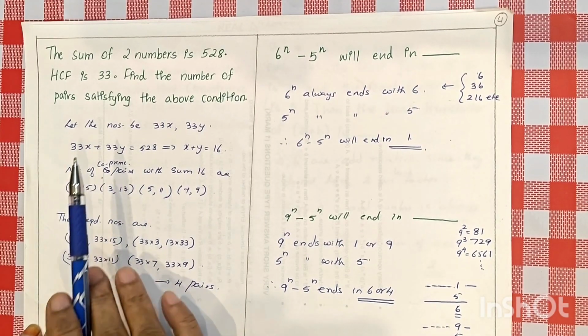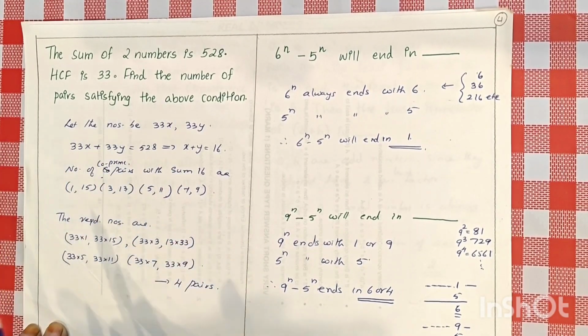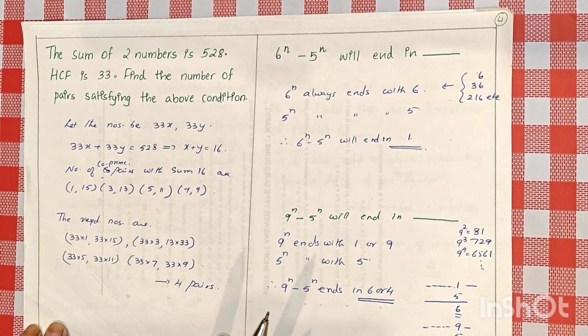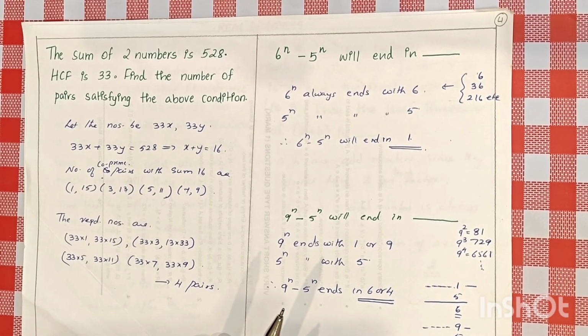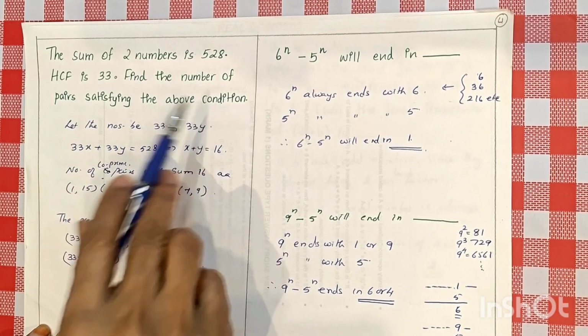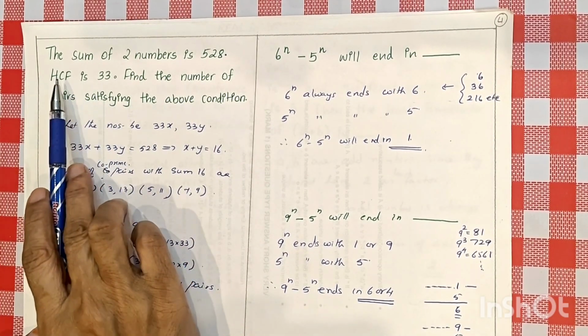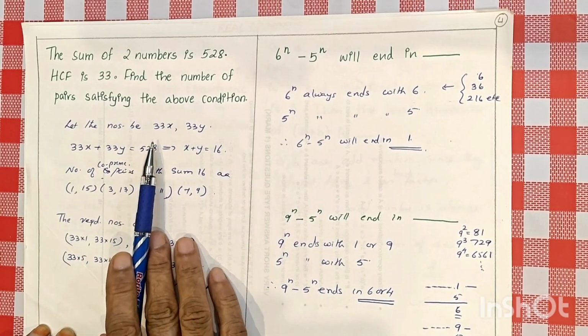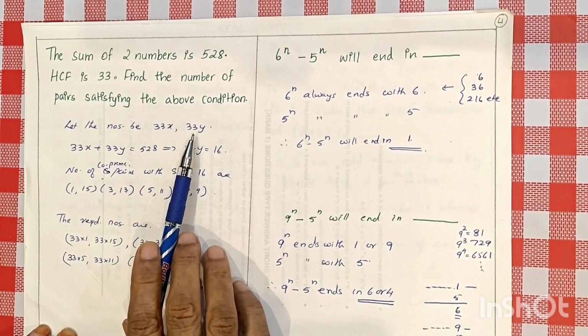Now, like the previous sum, one more sum similar to that. The sum of two numbers is 528. In the previous sum, the product was given, and the HCF is given as 33. Find the number of pairs satisfying the above condition. So same way we'll do. HCF is 33. So then let the numbers be 33x and 33y.